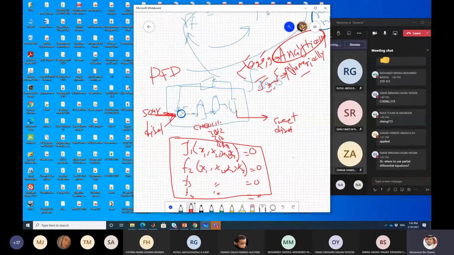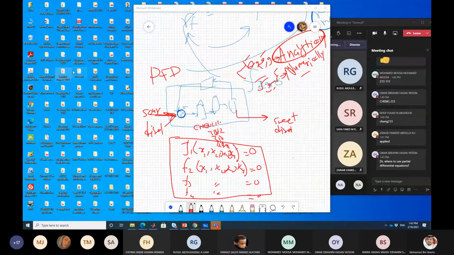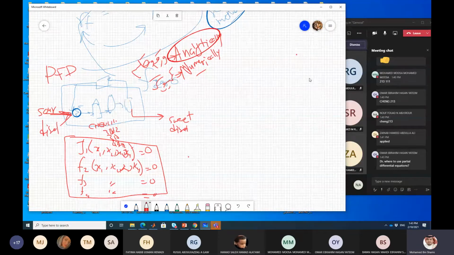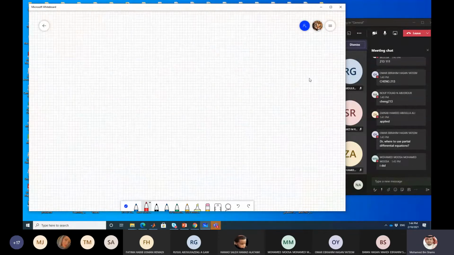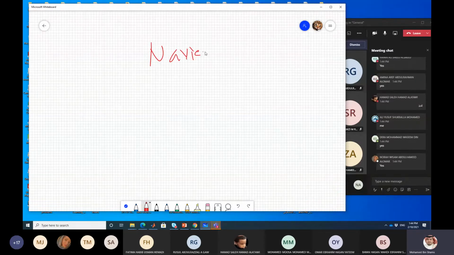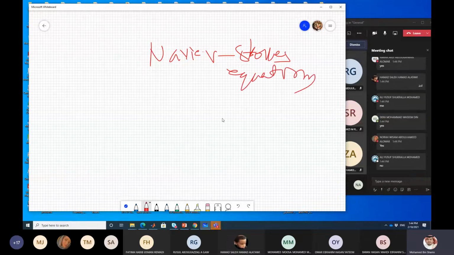Do you know where to use partial differential equations? In fact, have all of you taken fluid? Yes, no? Only you? Okay, most of you. Good. Did you study the Navier-Stokes equations? Yes, no?